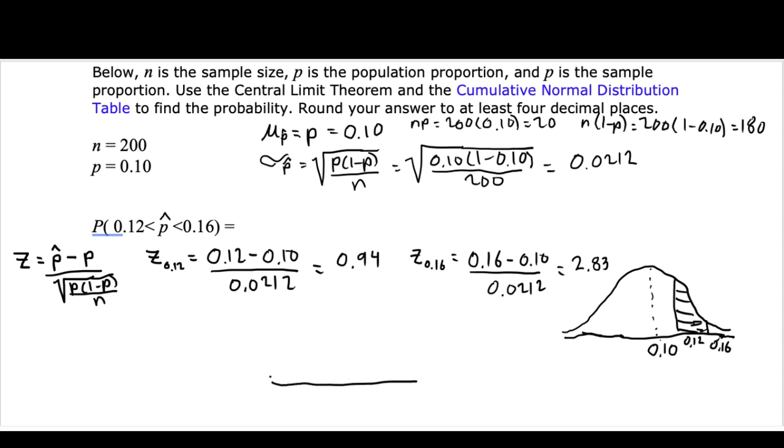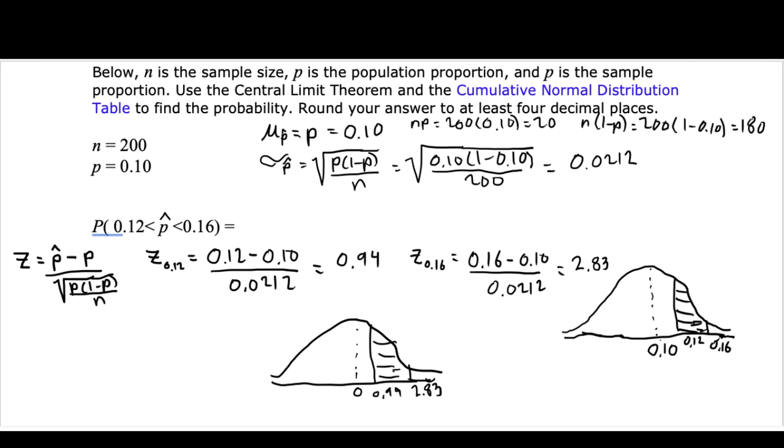Now that we've converted both of these values into z-scores, I can treat this as the standard normal curve. The standard normal curve is the normal curve that has a mean of 0 and a standard deviation of 1. It's basically the distribution of all the z-scores. So I'm trying to find the area under the standard normal curve that falls between 0.94 and 2.83.